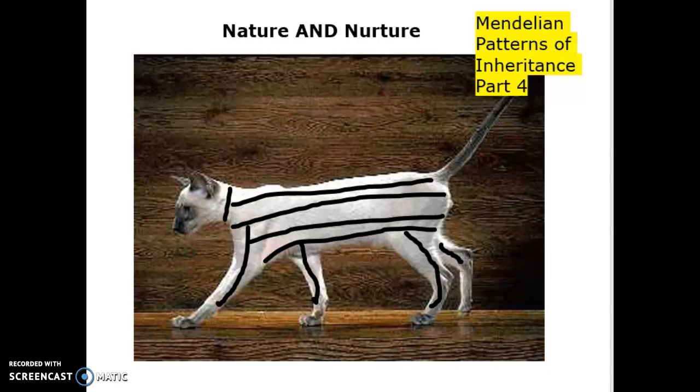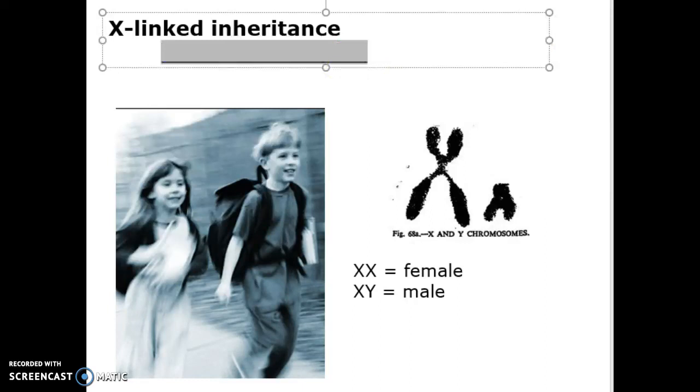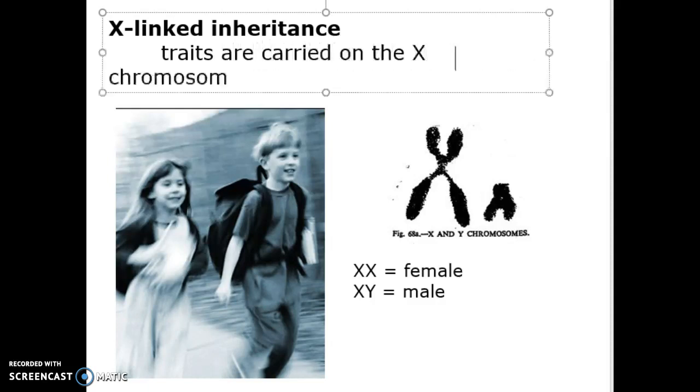So here's an example that doesn't fit Mendel's rules either. It's what we call X-linked inheritance. And this is a very, very unique type of situation. X-linked inheritance involves problems in which the traits are carried on the X chromosome. Alright, so that is the key. The traits are carried on the X chromosome.